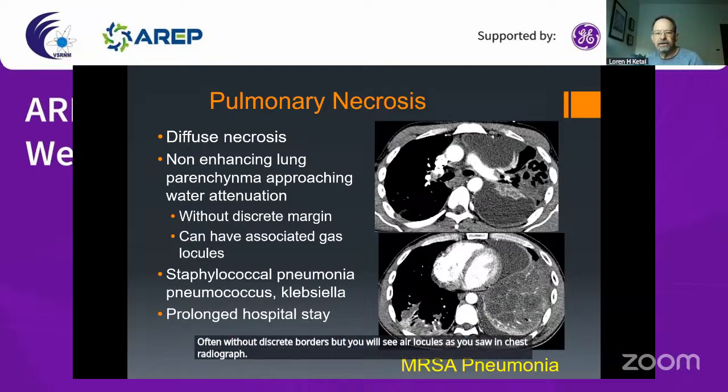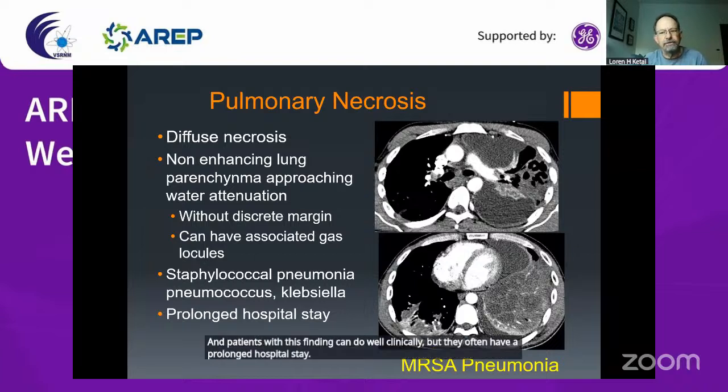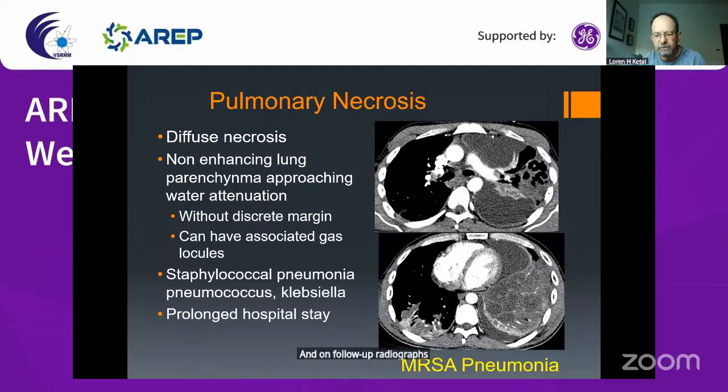The things to consider when you see this are staphylococcal infections, probably a little more common with MRSA, pneumococcus, and Klebsiella. And patients with this finding can do well clinically, but they often have a prolonged hospital stay. And on follow-up radiographs, you often see evidence of volume loss.